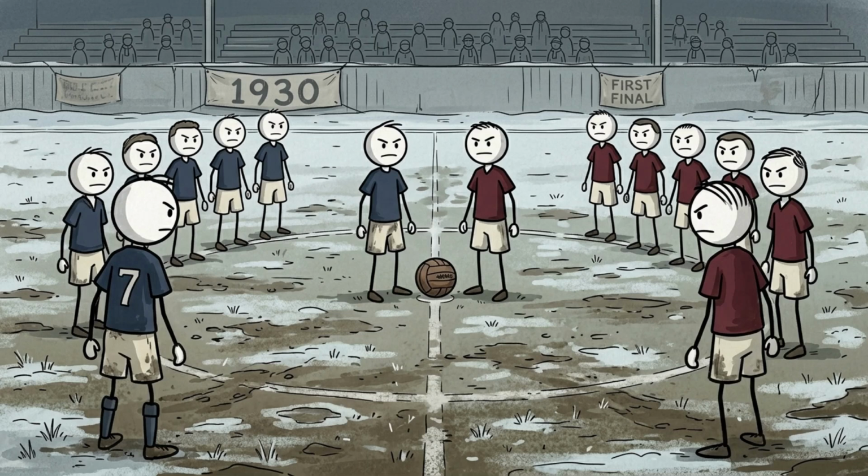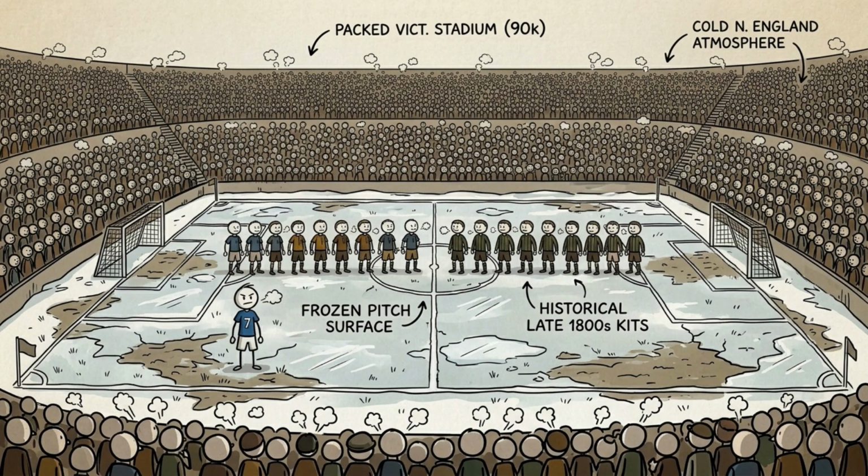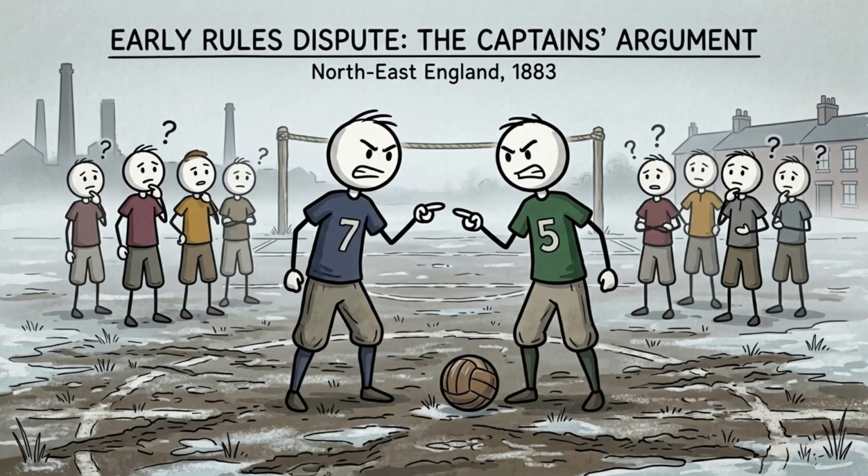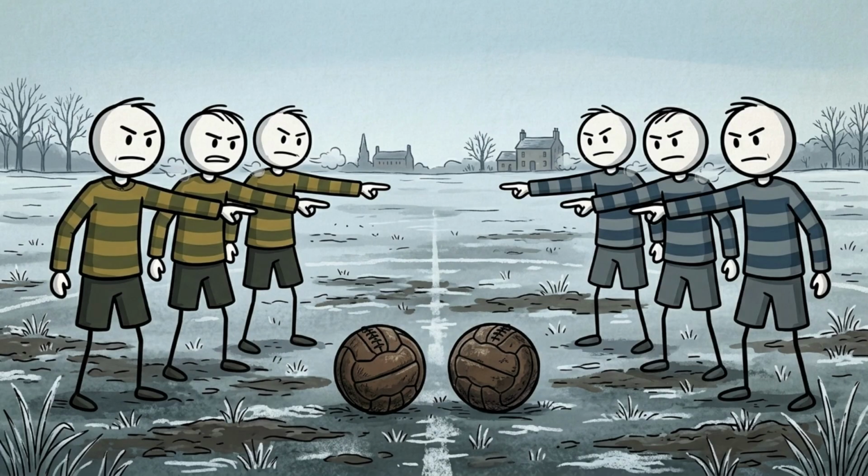It's the 30th of July, 1930, the first World Cup final. Uruguay against Argentina, in front of 90,000 people. The two teams walk out, and before a single ball is kicked, there's an argument, a serious one, that has nothing to do with tactics or team sheets.